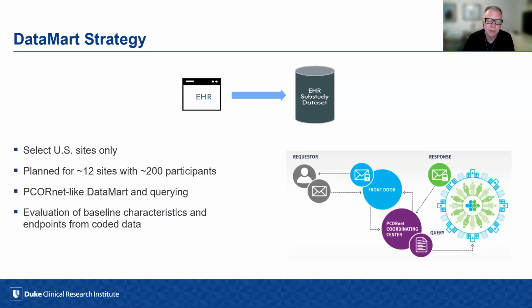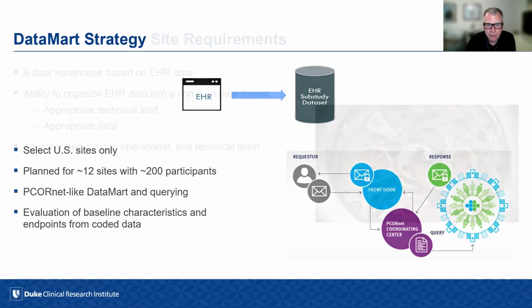We just didn't have the money for that. So we had to kind of balance out. We were trying to find the big sites. So the goal was to get 12 sites, 200 participants, do some querying, and get this data evaluation back.